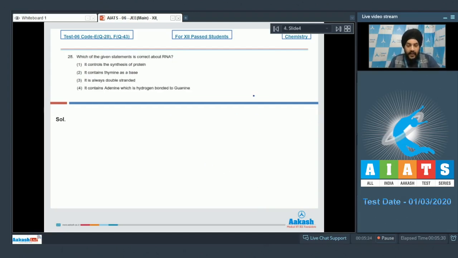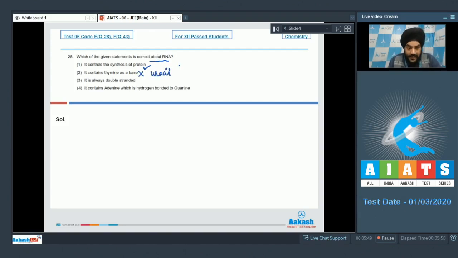Question number 28. Which of the given statements is correct about RNA? The examiner seems to be interested in the correct statements about RNA, students. First option, it says it controls the synthesis of protein. This is a correct statement. RNA controls the synthesis of protein. If we talk about the second option now, it contains thymine as a base. This is not correct, students. It does not contain thymine, it contains uracil.